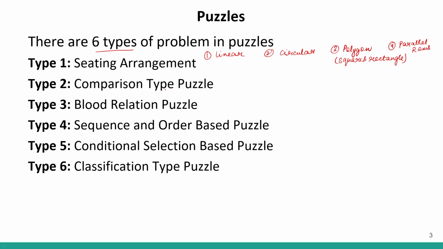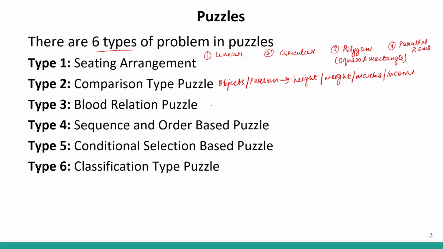Then we discussed comparison type puzzle. Comparison type puzzle basically means that certain objects or certain persons are there, correct? And they can be compared based on various attributes. So it can be based on height, weight, marks, income, the price, the manufacturing cost, anything, any comparable units. And these are the questions that come in your comparison type puzzles.